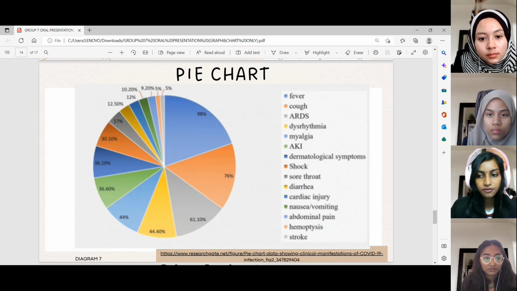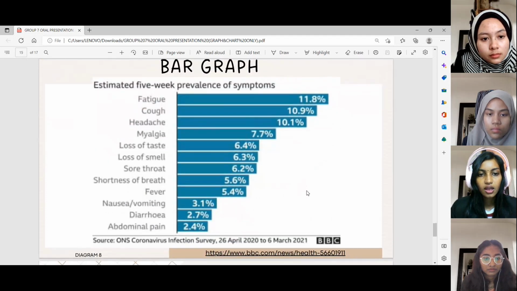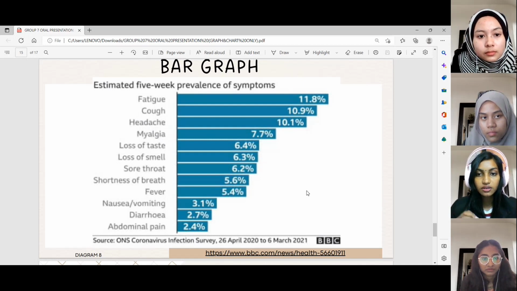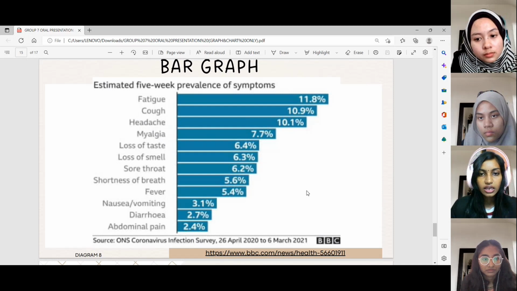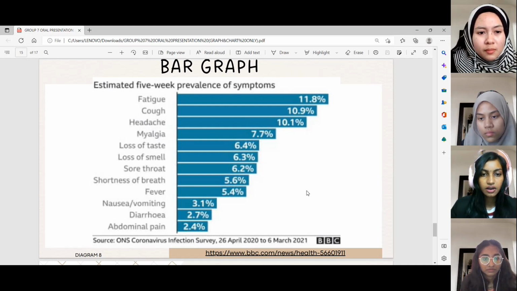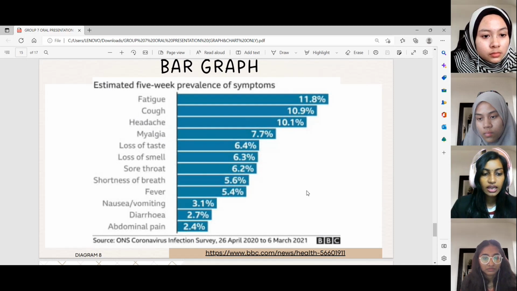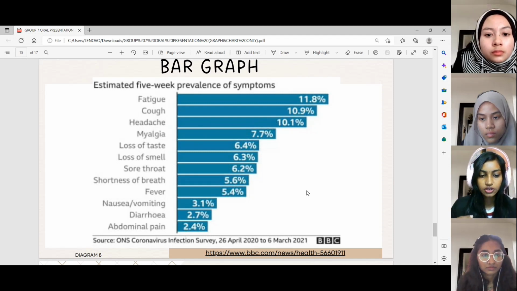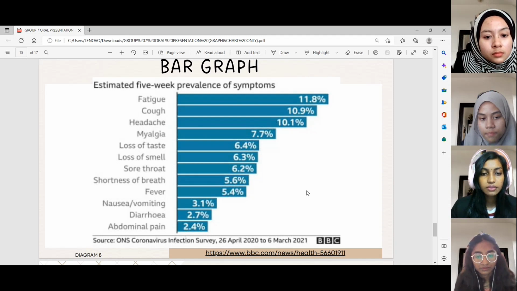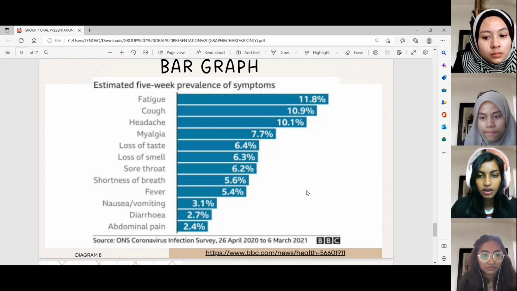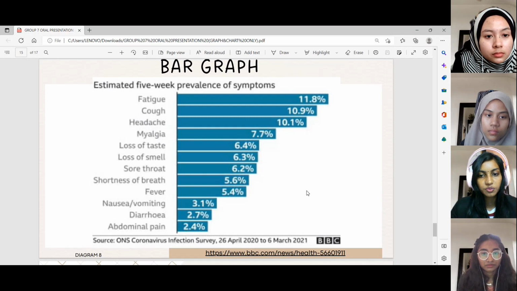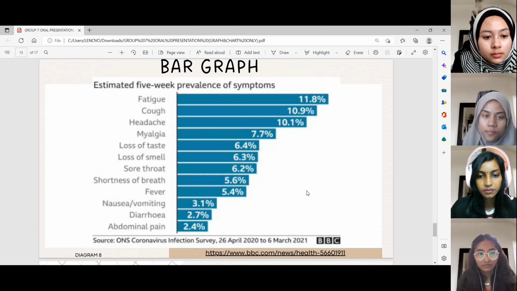Second, I chose a bar graph. The bar graph above shows the percentage of estimated 5-week prevalence of COVID-19 symptoms. The title of this bar graph is Estimated 5-week prevalence of COVID-19. The x-axis shows the percentage of COVID-19 symptoms within the estimated 5-week prevalence, and the y-axis shows the COVID-19 symptoms. It can be clearly seen that within the estimated 5-week prevalence of COVID-19, most people were affected by fatigue, whereas the fewest were affected by abdominal pain.